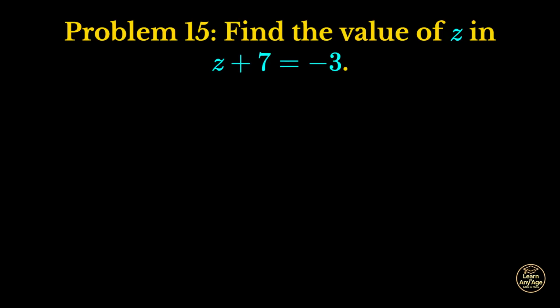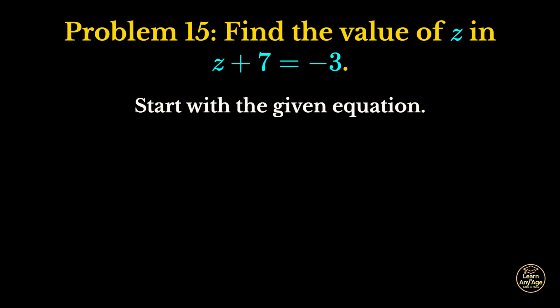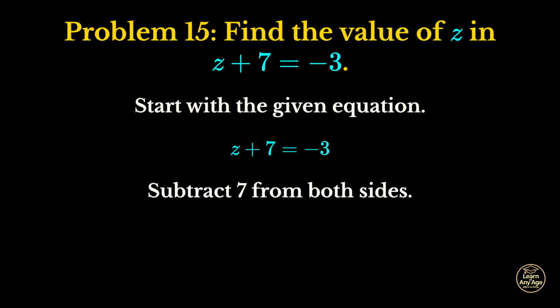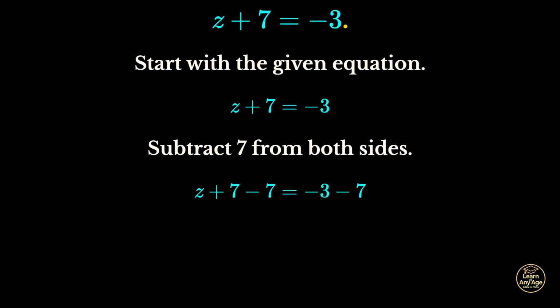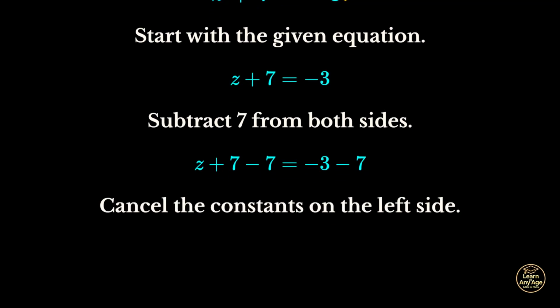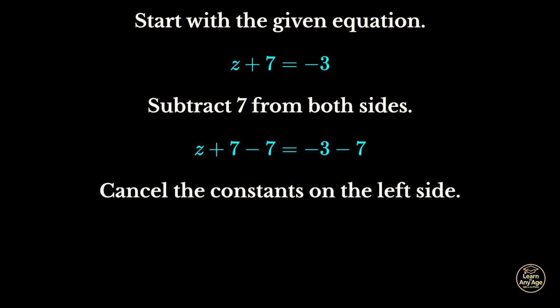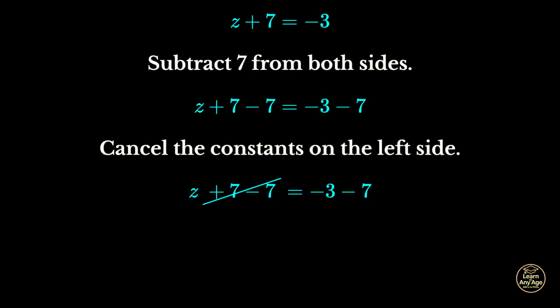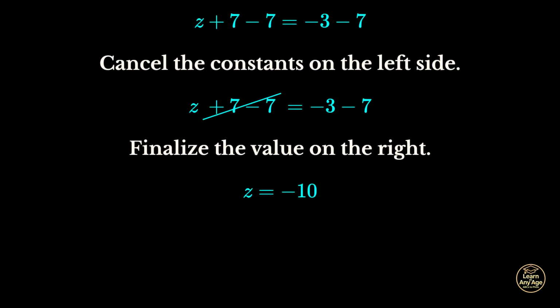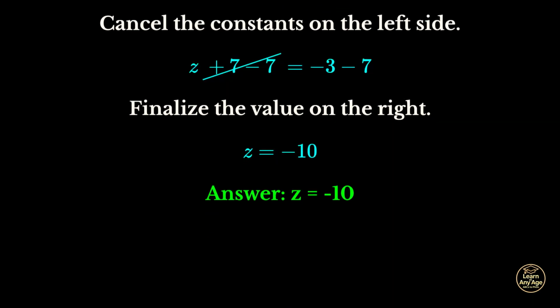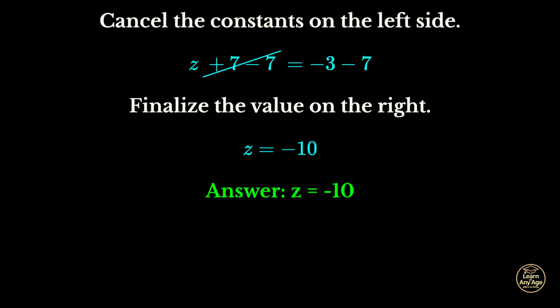Problem 15. Find the value of z in z plus 7 equals minus 3. Start with the given equation. z plus 7 equals minus 3. Subtract 7 from both sides. z plus 7 minus 7 equals minus 3 minus 7. Cancel the constants on the left side. z plus 7 minus 7, cancelled out, equals minus 3 minus 7. Finalize the value on the right. z equals minus 10. Answer, z equals minus 10.